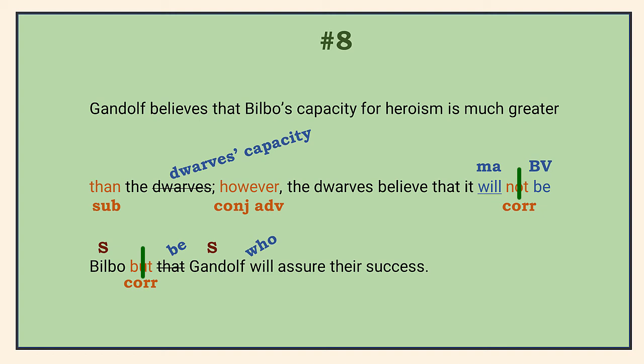The writer could have made a different choice to express the idea of this clause. The dwarves do not believe it will be Bilbo who assures their success; they believe it will be Gandalf. This type of response includes an elliptical element. With two semicolons in the sentence, the writer will probably want to break it up.